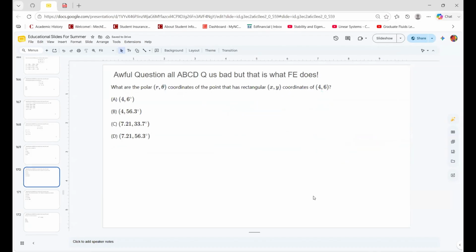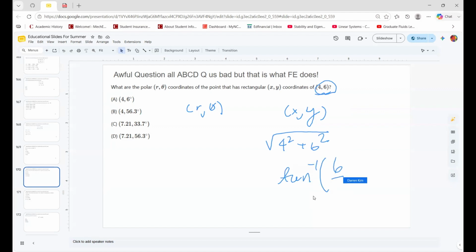What's the polar coordinates here? So we have r comma theta, and then we need the x comma y coordinate. So all we have to do is say square root of 4 squared plus 6 squared, and tan of y over x, 6 over 4. That should be it. I might be wrong here. I haven't done this in a long time. So I get the square root of that, which is about 7.2.